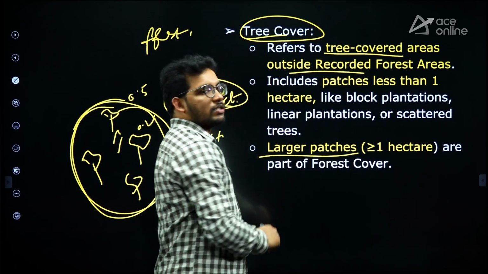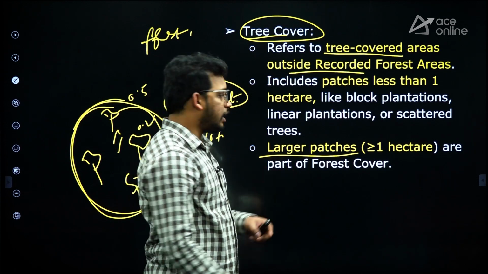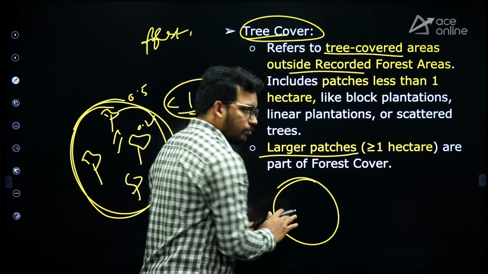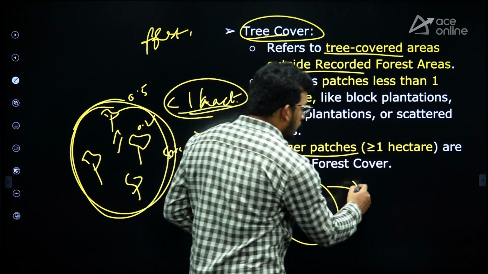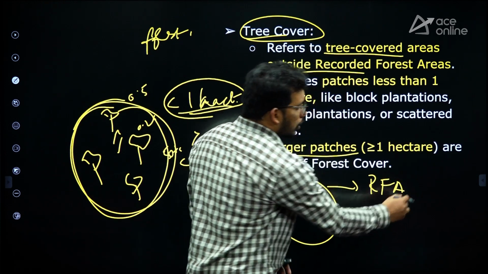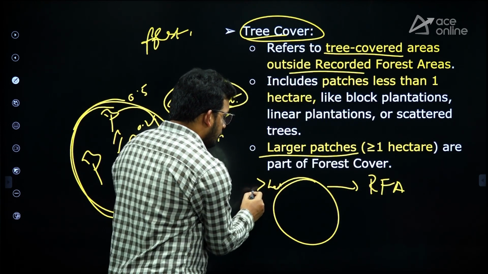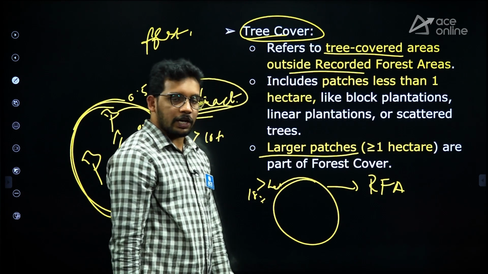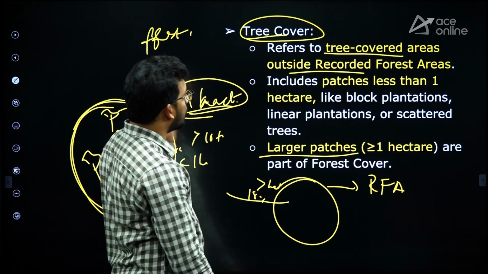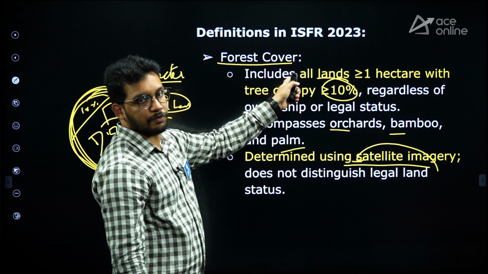Any large patch more than 1 hectare, let's say this is a land, it is not notified under the RFA, it is not notified under the government record, but this is more than 1 hectare and the green canopy is more than 10%, then it can come under the forest definition, forest cover.